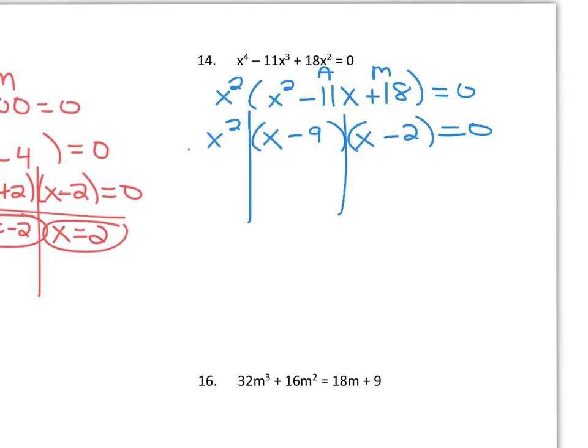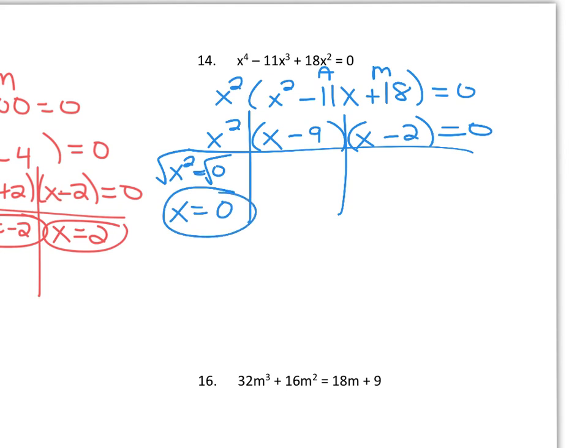All right, so we make our t-chart. When I set x squared equal to 0, I would have to take the square root of both sides, leaving me with x equals the square root of 0, which is just 0. It doesn't get a positive or a negative, it's just 0. Here, I'm going to get x equals +9. My solution has the opposite sign of my factor. Don't forget the equal sign. And then here I get x equals +2.